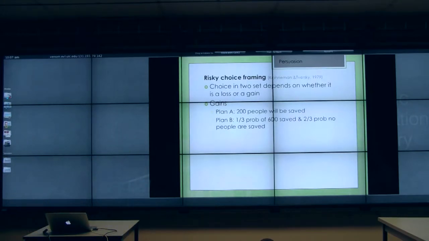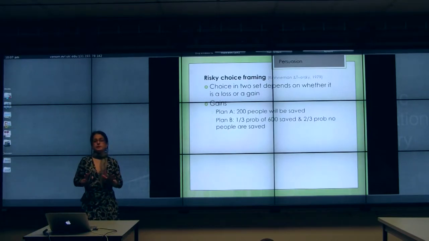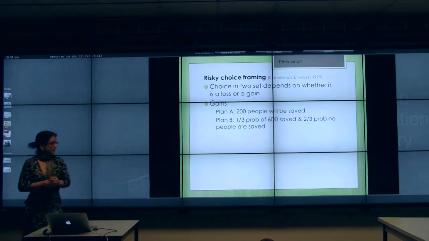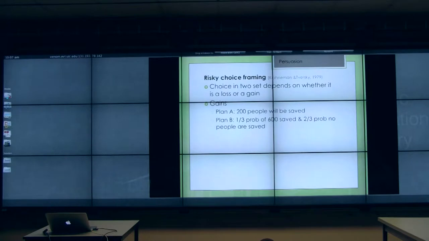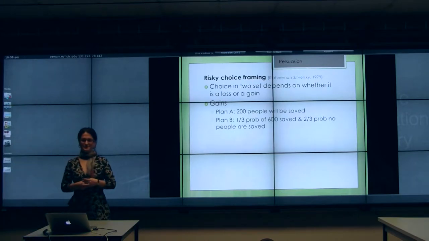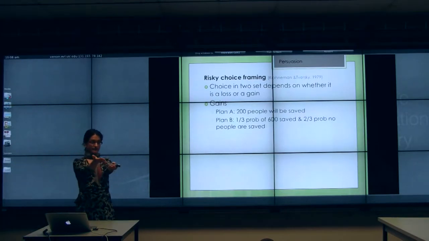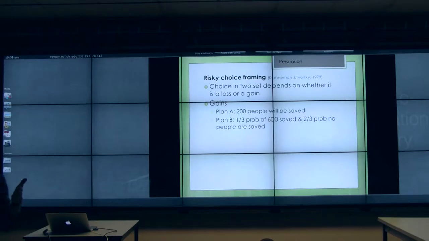Suppose you are an almighty president who has to design a plan to save people from a coming pandemic. If I frame the issue in terms of gains, I'd say with plan A, 200 people will be saved. With plan B, there is a one-third probability that 600 people will be saved, and a two-thirds probability that no people are going to be saved. None at all. Now, let's do some probability theory. What is the expected value of plan A? 200 people saved. What is the expected value of plan B? Exactly the same. 200 people saved.